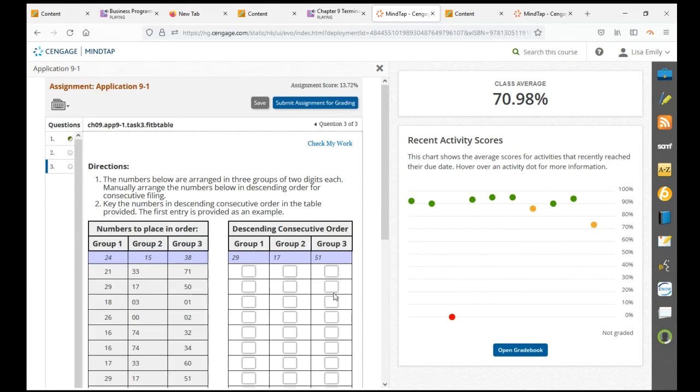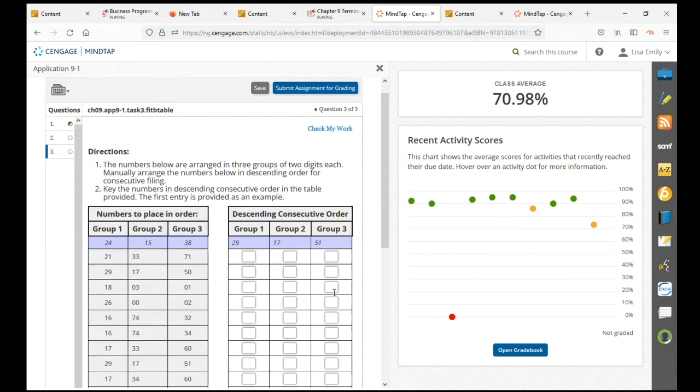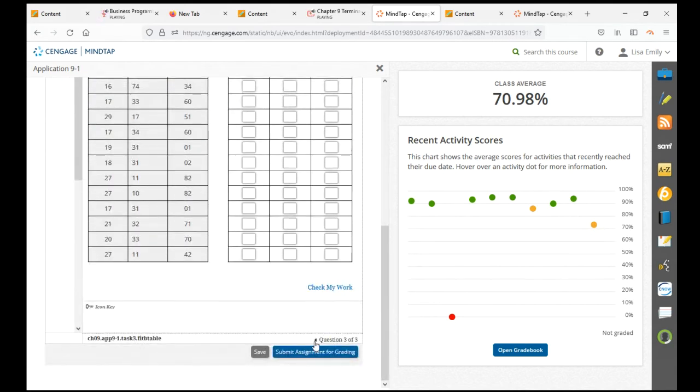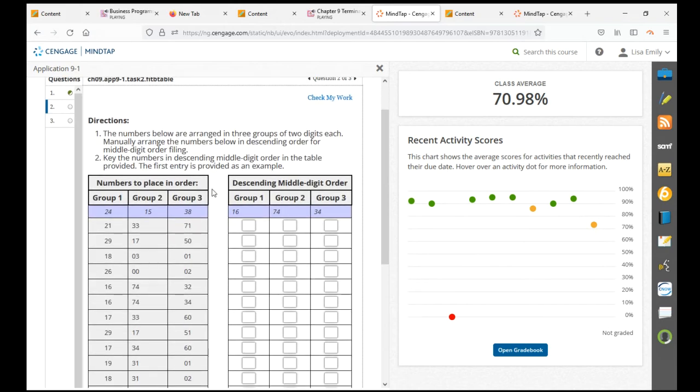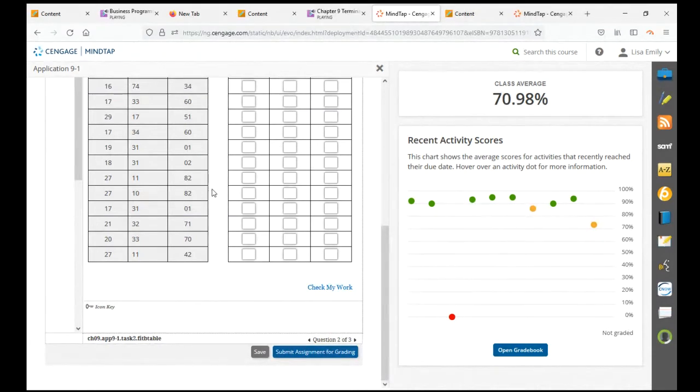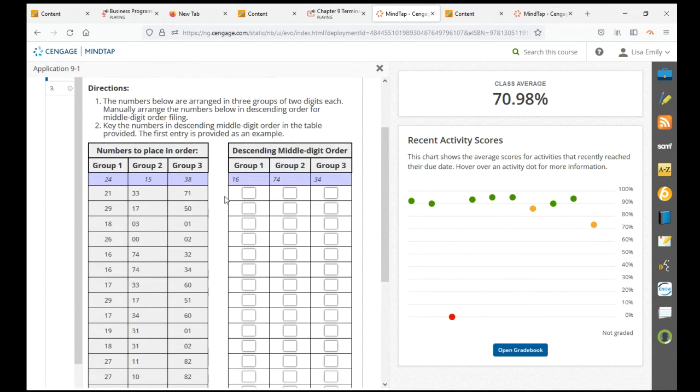That you'll be following up. You're going to do them the same way, except they're asking for a little bit different. In this one, you're doing descending middle digit order. Let's see if there's a picture in here. Yeah, on page 235, descending order, middle digit means you're going to find the highest number in the middle first.